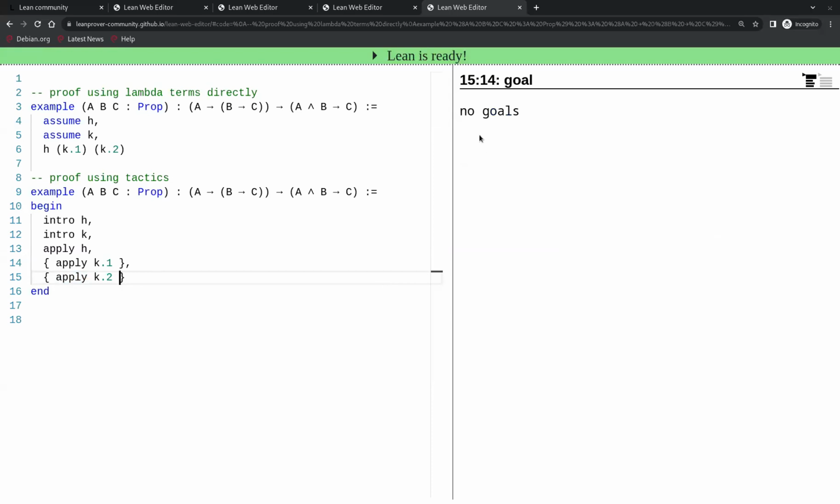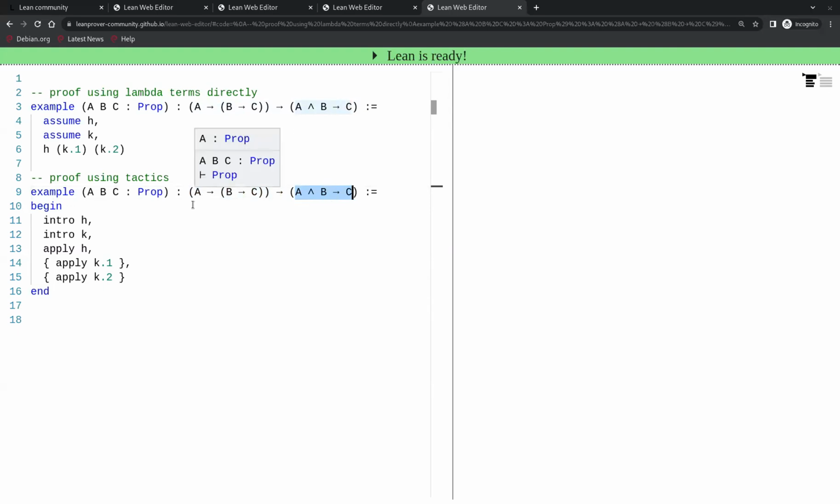This concludes our two proofs of this formula that is part of what is called currying or uncurrying in functional programming, which is to transform a function that takes a pair of arguments into a function that takes two arguments, and vice versa.